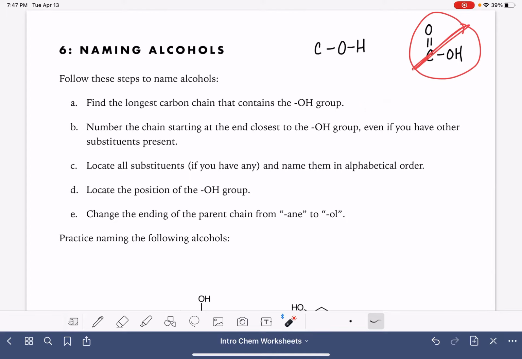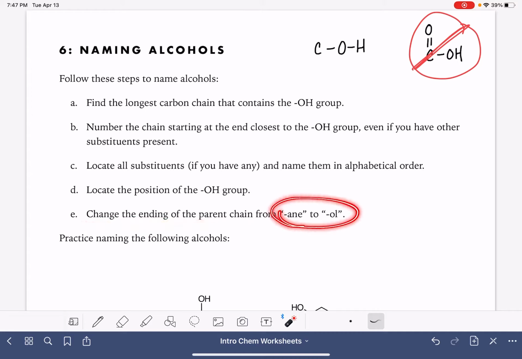Once we've found the longest carbon chain, we're going to number it starting at the end closest to the OH functional group, which is a familiar rule to us. And then once we get that carbon chain numbered, we're going to locate any substituents or branches and name them in alphabetical order, not in number order. Once all of our branches have been named, then we will locate the position of the OH group just by simply saying what carbon it's located on. And then we will name the molecule by changing the ending of the parent chain.